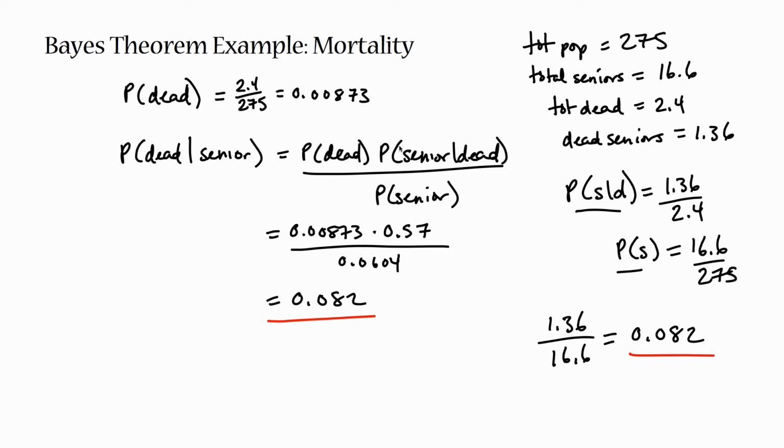Another language note, this part of Bayes' theorem is kind of the inverse probability of the one you're looking for. If I want P dead given senior, P senior given dead is also called the likelihood of being a senior given that you're dead. So for any conditional probability, this sort of inverse thing is the likelihood. And this is going to come up pretty soon.